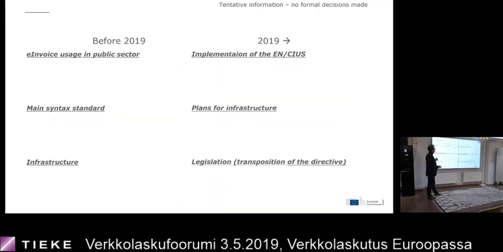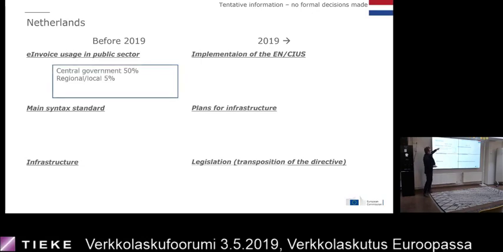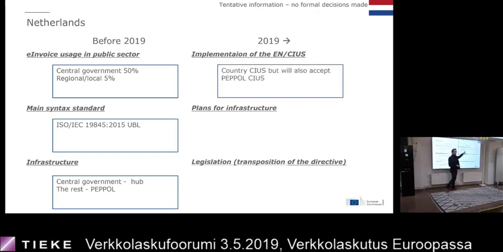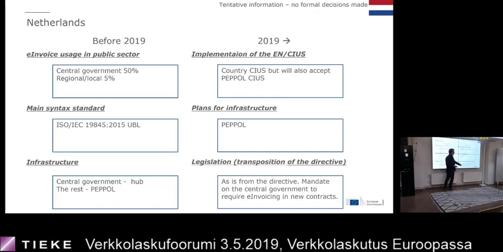So I'll continue. In the Netherlands, they have central government at 50%, regional and local at a very low level. They use UBL. They have a central hub, and then they use PEPPOL. They also have something called Simplerinvoicing, which is a collaboration between service providers. They have their own country-specific CIUS, but they also will accept the PEPPOL CIUS. The plan for infrastructure for the future is to use the PEPPOL infrastructure, with the legislation as is from the directive. And they also mandate the central government to require e-invoicing in new contracts.